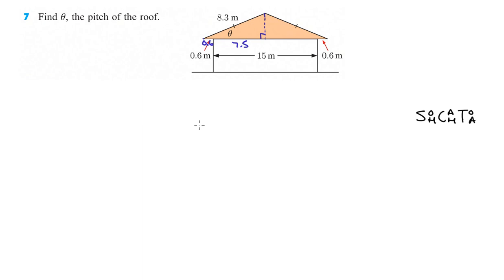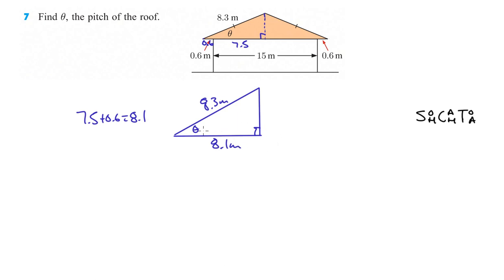And that's 8.3. So if we're going to draw this thing, I'm going to draw it a little bigger so we can see our numbers a little bit better. We're looking for this angle here. This is 8.3 meters, and then this right here is going to be 7.5 plus 0.6, which is going to give us 8.1.